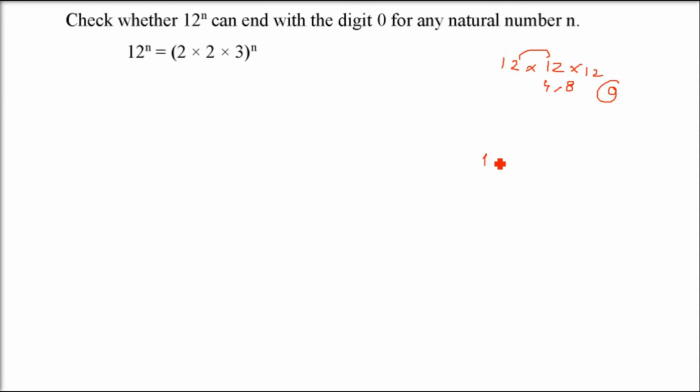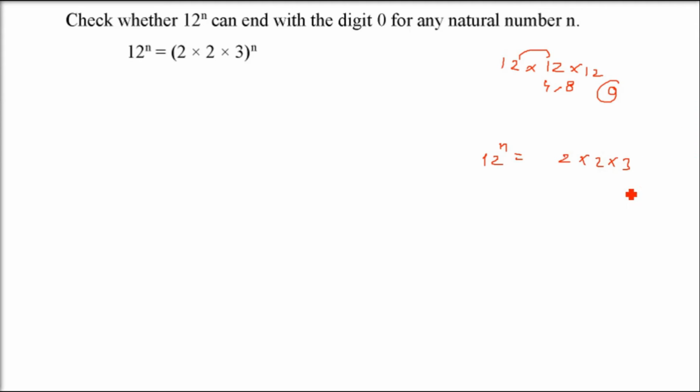For that, we use the prime factors. Prime numbers are those numbers which are divisible only by themselves or 1. 12 can be written as 2 into 2 into 3.